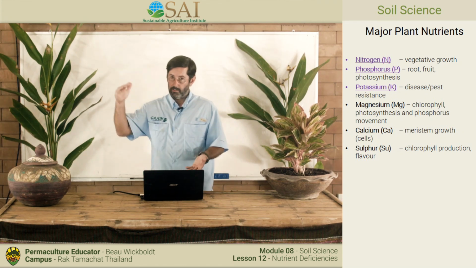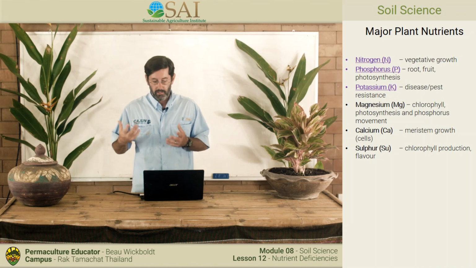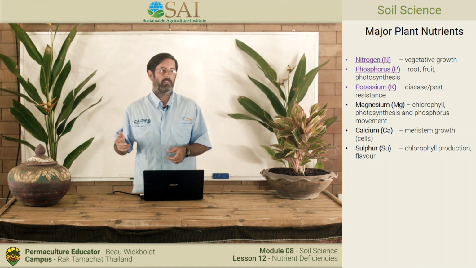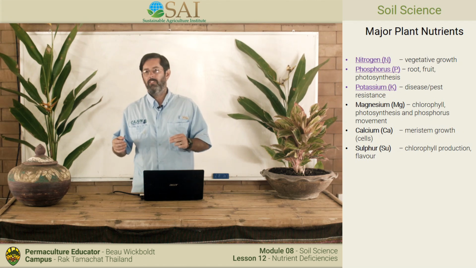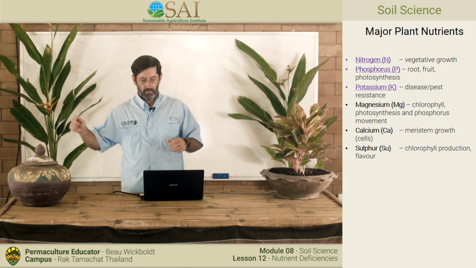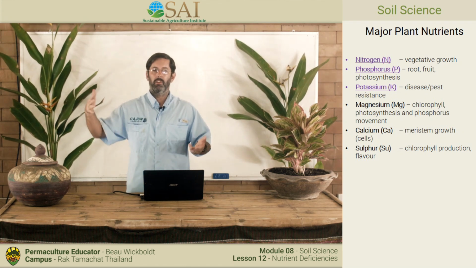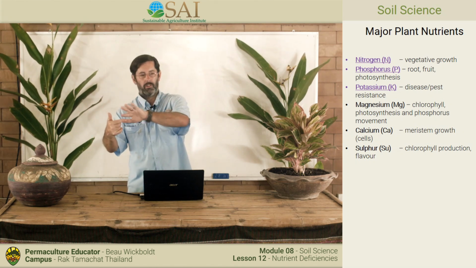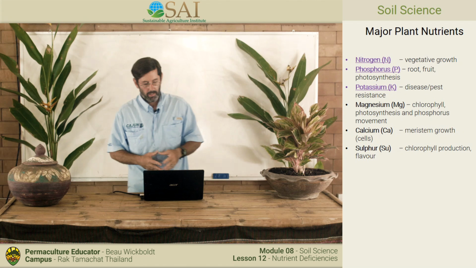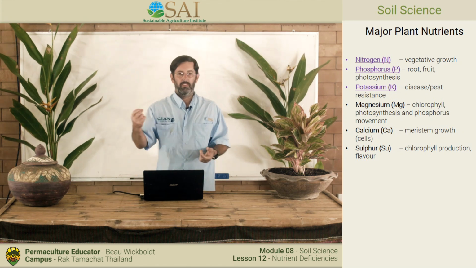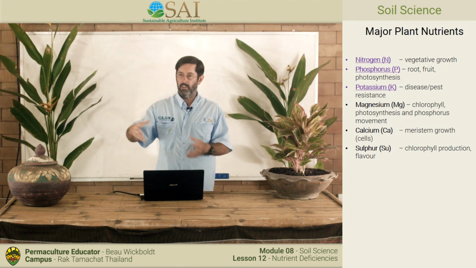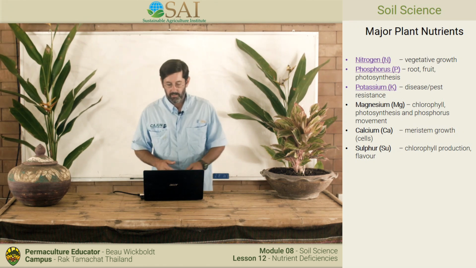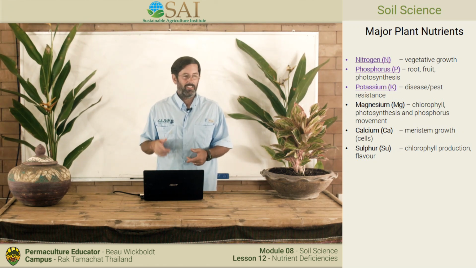So now the secondary ones. Magnesium is production of chlorophyll, photosynthesis, and the movement of phosphorus. So if I have a magnesium deficiency, I can't move phosphorus, so I may have photosynthesis, root, or fruiting issues because of the magnesium deficiency, which creates the deficiency of the other one. Calcium is the growth of the cells, so meristem growth, building the cells, also very key for flowering plants. Sulfur is chlorophyll production and flavor.